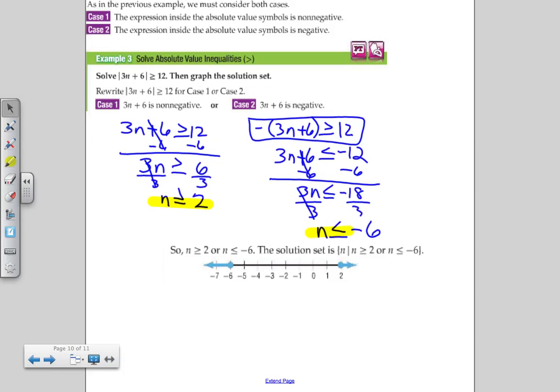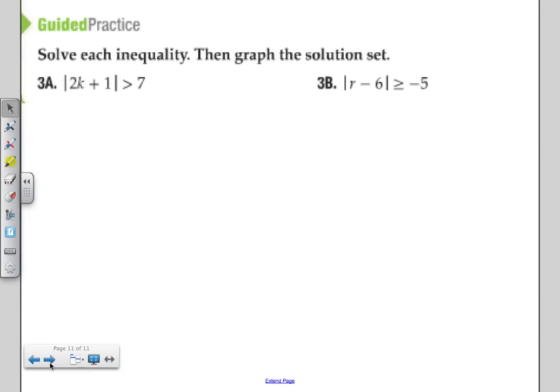Anyway. So the solution set for this is n such that n is greater than or equal to 2 or n is less than or equal to negative 6. So these are your or situations. All right, here are your 2 guided practice problems, 3A and 3B. Good luck with these, and we'll do them on Monday.